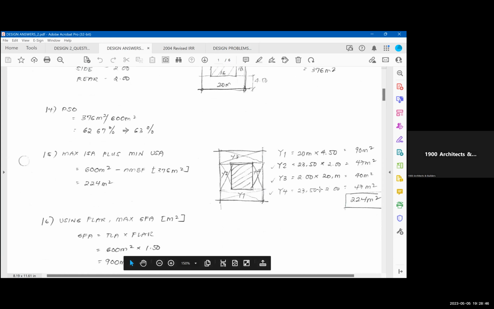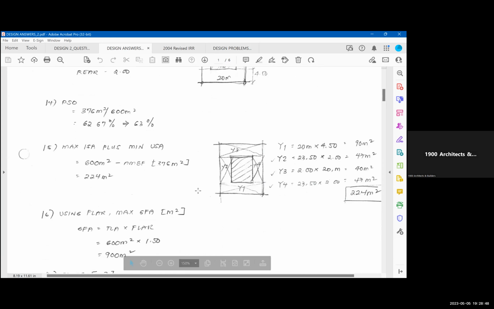So FLAR is equal to GFA over TLA. So the computation is TLA times FLAR, which is 600 square meters times 1.5, equal to 900 square meters.